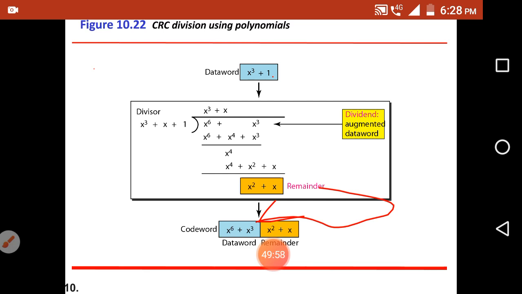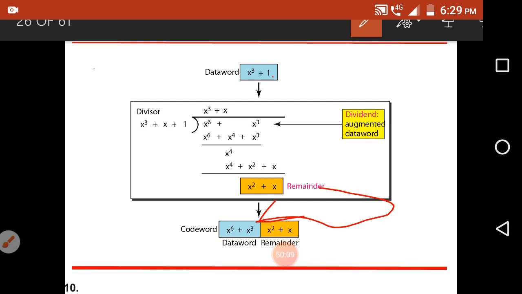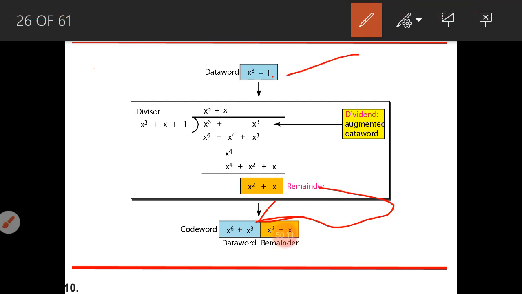So this is the operation we need to perform at the encoder side. I will explain it generally here. First we need to convert the binary value into the polynomial form, that is x raised to 3 plus 1. Also convert the binary value of the divisor to the polynomial form. And we need to increment this data word by appending the 3 zeros. That incremented data word we need to convert into the polynomial form, that is x raised to 6 plus x raised to 3, and after that we need to perform the division operation.